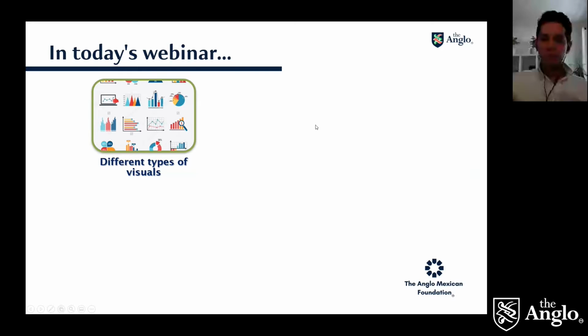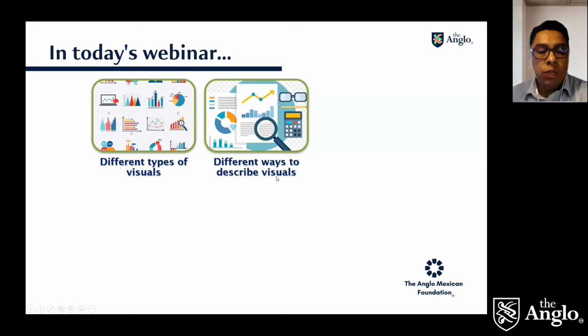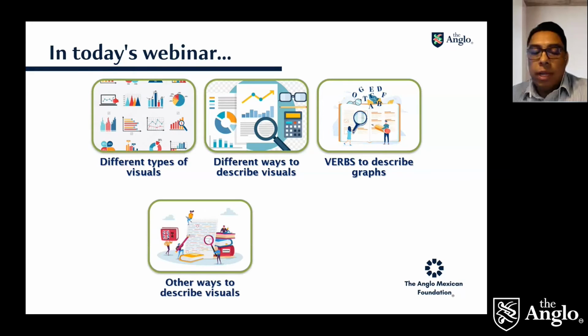First we will be looking at different types of visuals, because we not only have graphs, we can also have charts, for example. So we will be checking both, okay? And then I will be giving you different ways in which you can describe these visuals. One of these ways, and probably the one in which we will concentrate a little bit more, is how to use different verbs in order to describe these visuals. But we will also analyze other alternatives, not only verbs.